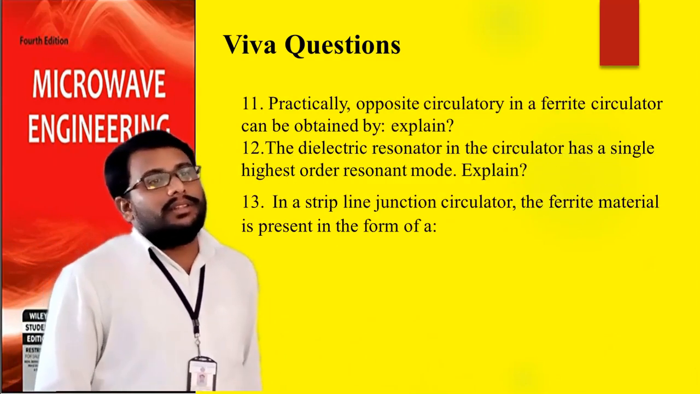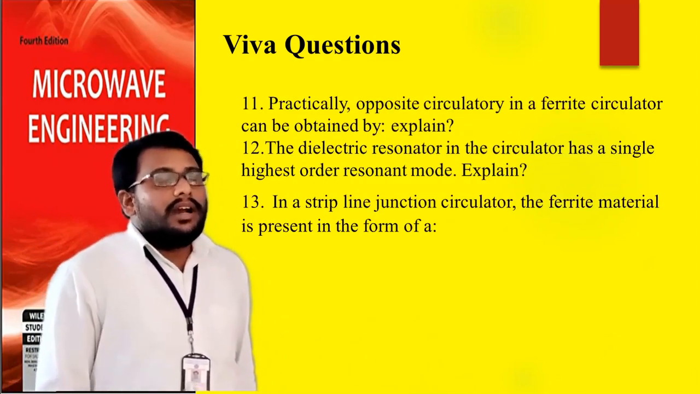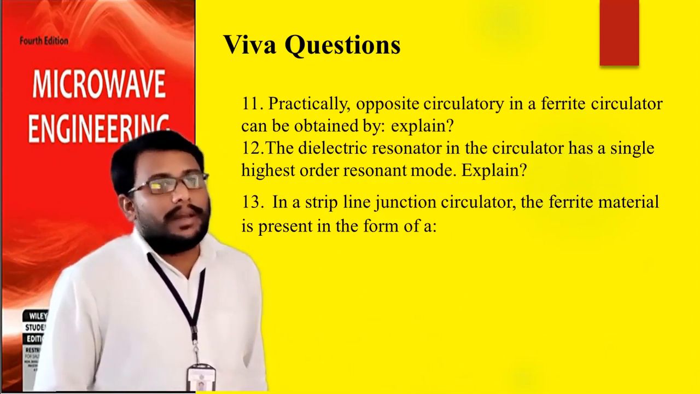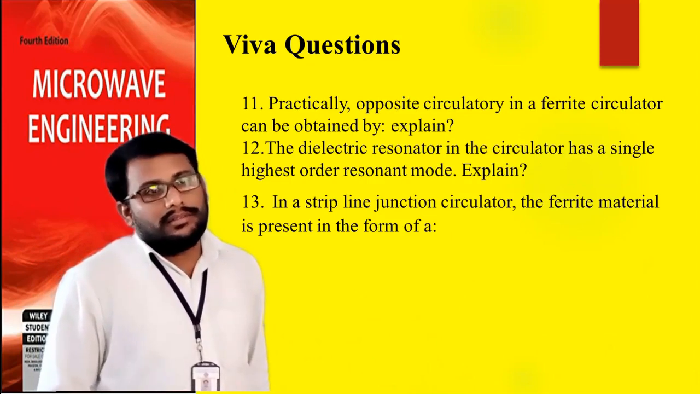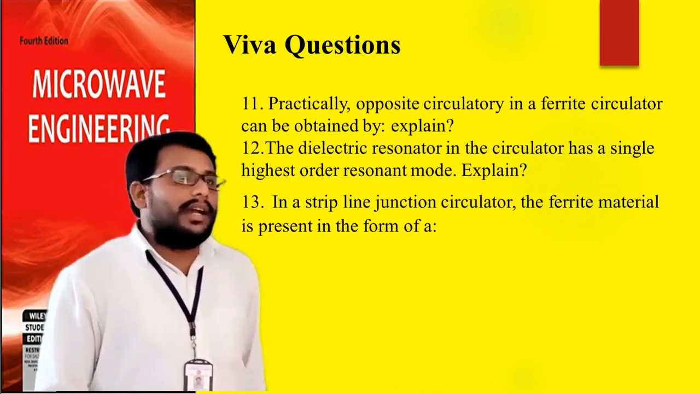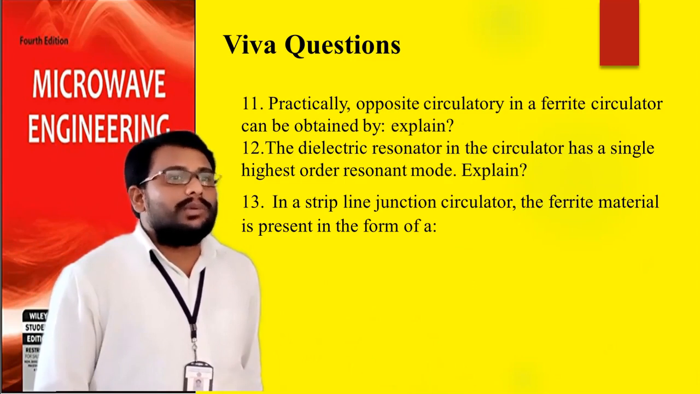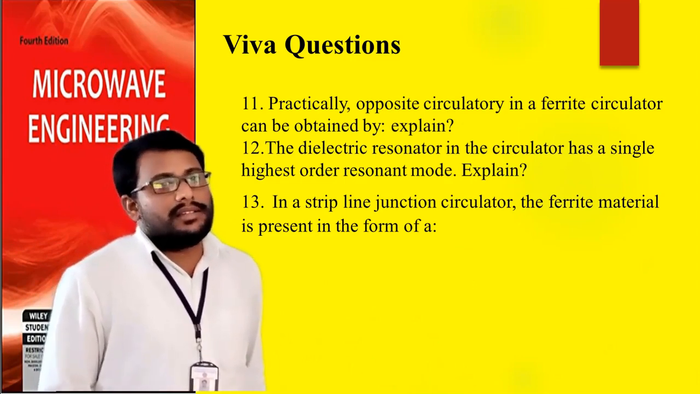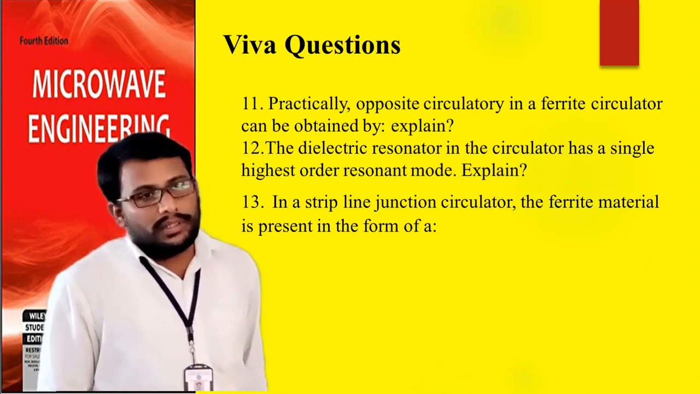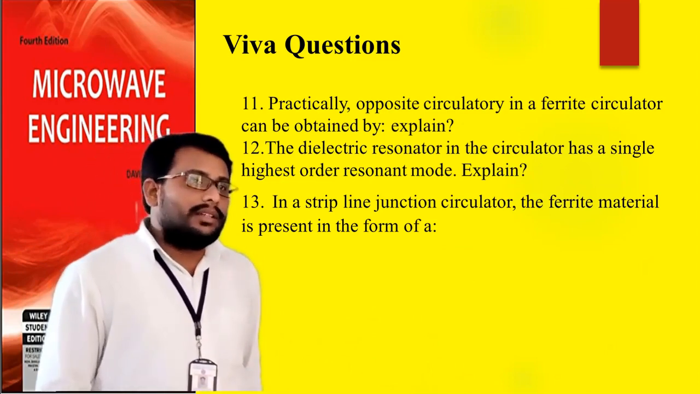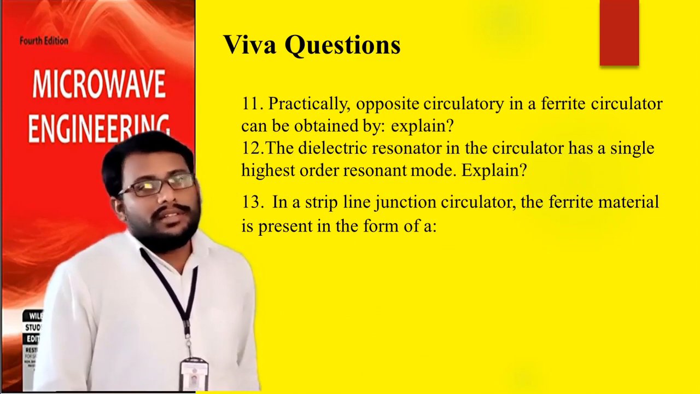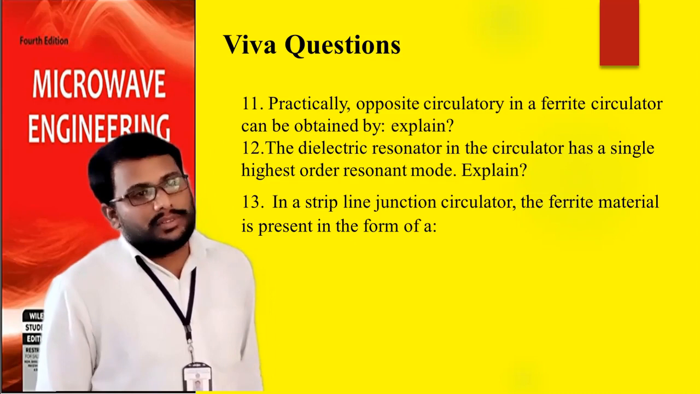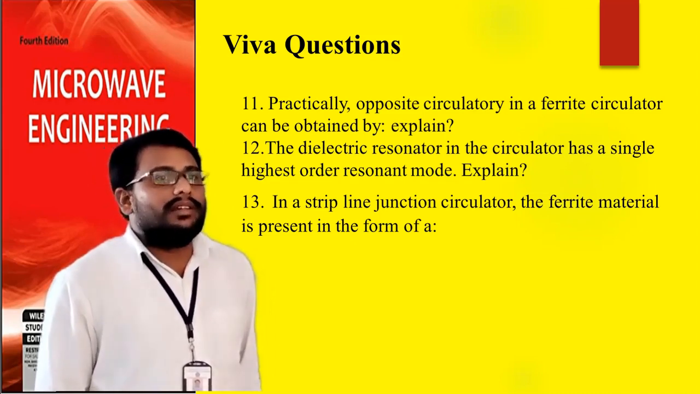Then the 11th question is, practically, an opposite circulator in a ferrite circulator can be obtained by... Explain this one. I need the right answer for this question. And the dielectric resonator in the circulator has a single highest order resonant mode. Explain. And 13th question, in a strip line junction circulator, the ferrite material is present in the form of... So what form do we use in the circulator?